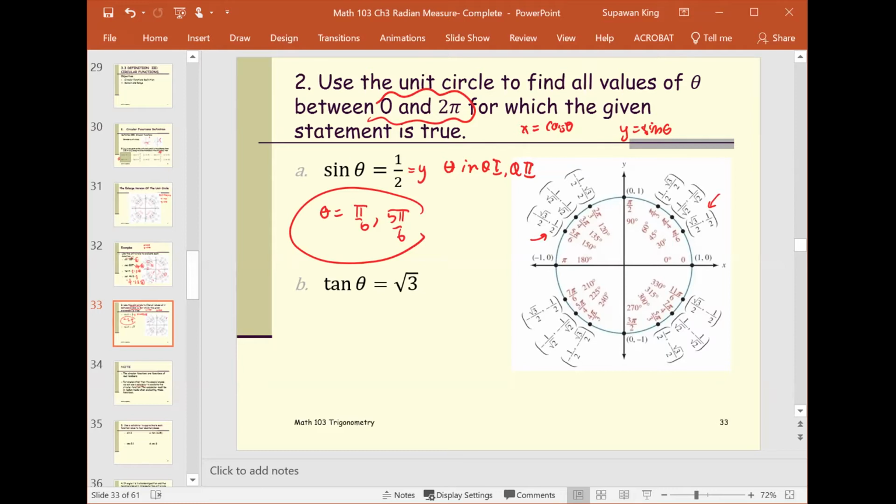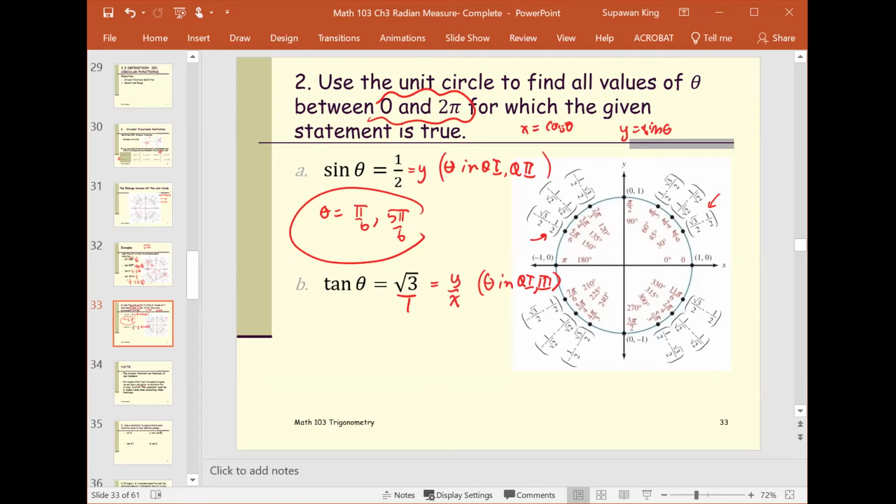Part B, the tangent of theta equals square root 3. Square root 3 is the y over x value, and we make it a fraction as square root 3 over 1. The tangent is positive and angle theta must be in the first quadrant and the third quadrant, where both x and y have the same sign. In our case here, the tangent of theta is square root 3 over 1. That means the y value is greater than the x value.